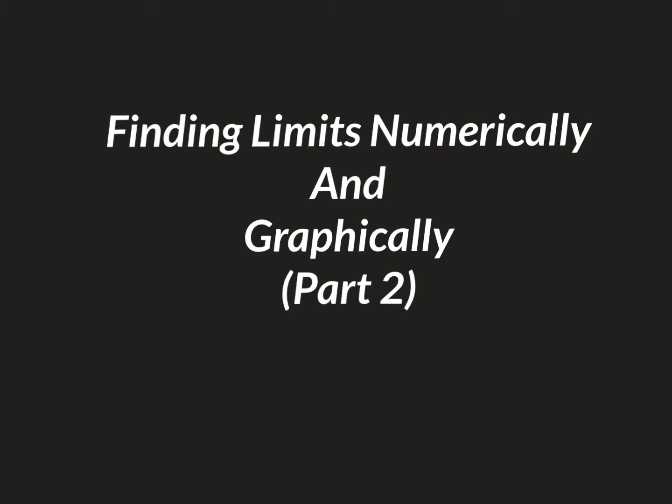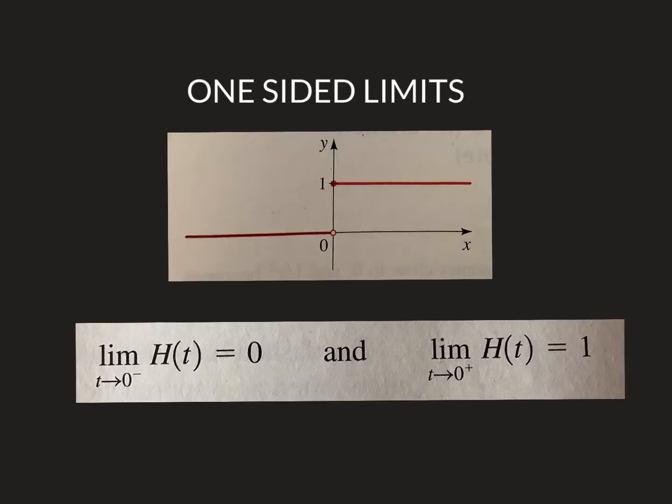All right, guys, a continuation from yesterday, finding limits numerically and graphically, part 2, a little bit of an extension from yesterday. First of all, we're going to be talking about one-sided limits. Yesterday, all the limits we looked at were a graph or a function approaching a certain number from both sides. Today we're going to look at one-sided limits where it may approach two different numbers from each side. Like for an example, we looked at this yesterday in a video, the same problem.